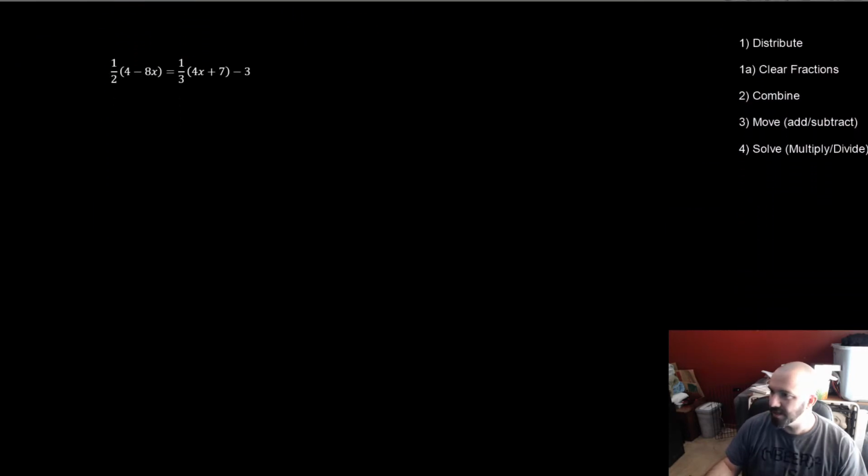Alright, exact same problem. Now, I'm going to distribute, but I'm not going to distribute everything everywhere. As I notice over here on the right, I see the 1/3. If I were to distribute that, I would have fractions. I'm going to choose to not distribute that. I am, however, going to distribute this 1/2. That's going to give me 2 minus 4x, just like it did before. Only now I have this.